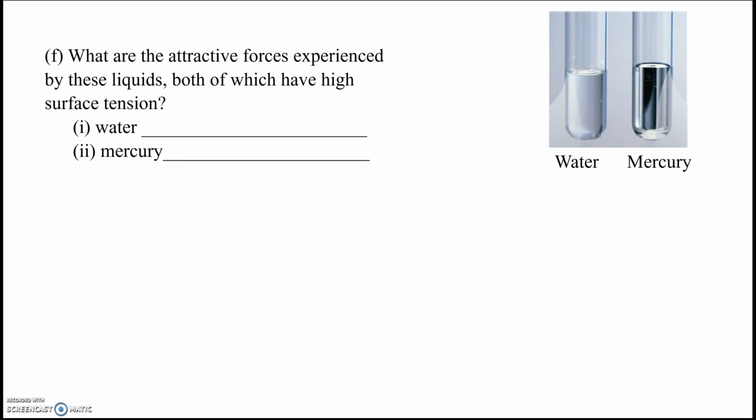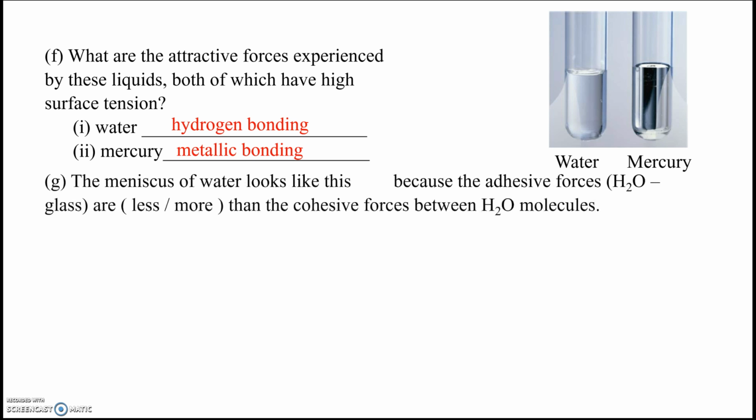Now, here we're looking at a comparison of a test tube filled with water versus a test tube filled with mercury. And we want to talk about the attractive forces, right? Here, clearly water has got hydrogen bonding that's occurring, whereas the only bonding that's occurring in mercury would be metallic bonding.